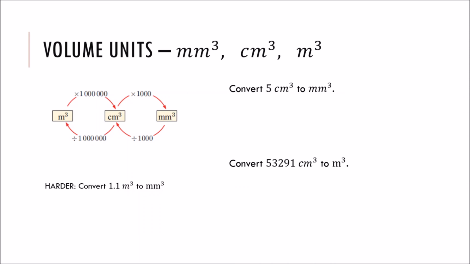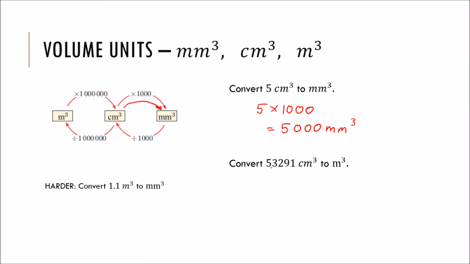So if I want to go from 5 centimeters cubed to millimeters cubed, again, we start at centimeters and we're going over to millimeters. So we times by 1,000. So we have 5 times by 1,000. And that is going to give us 5,000 millimeters cubed.